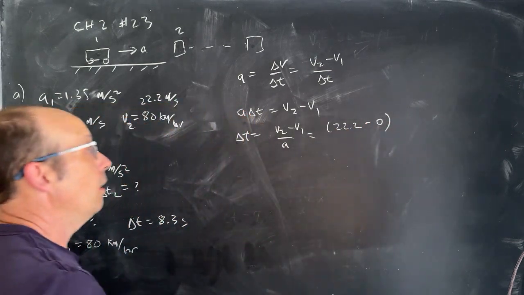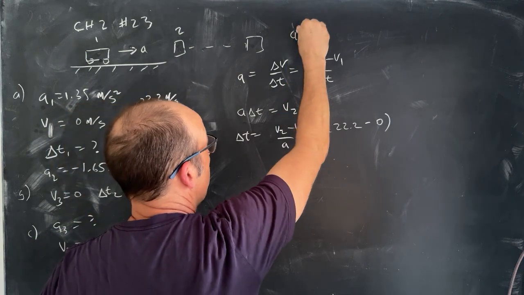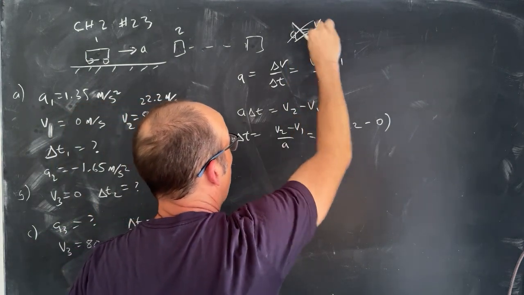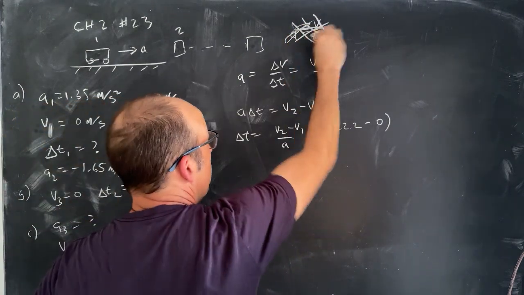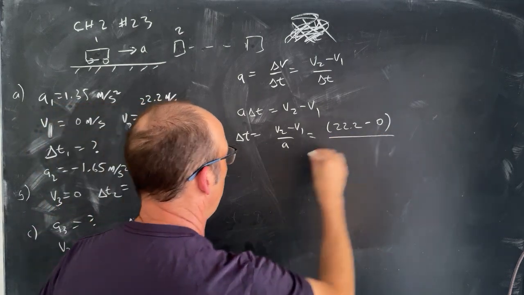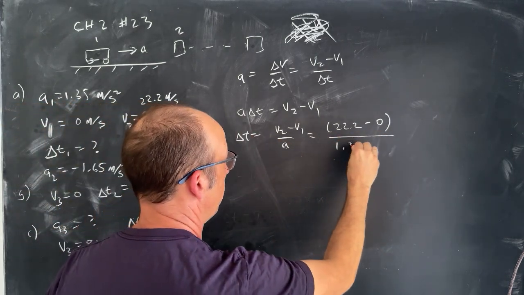I've said this before and I'm going to say it again. You've got to be very careful. A lot of people put, oh, acceleration is v over t. That is totally not true. Don't do that. You're going to get yourself in a lot of trouble. Pretend like I didn't even write that. Okay. But I did. Okay, divided by the acceleration of 1.35.